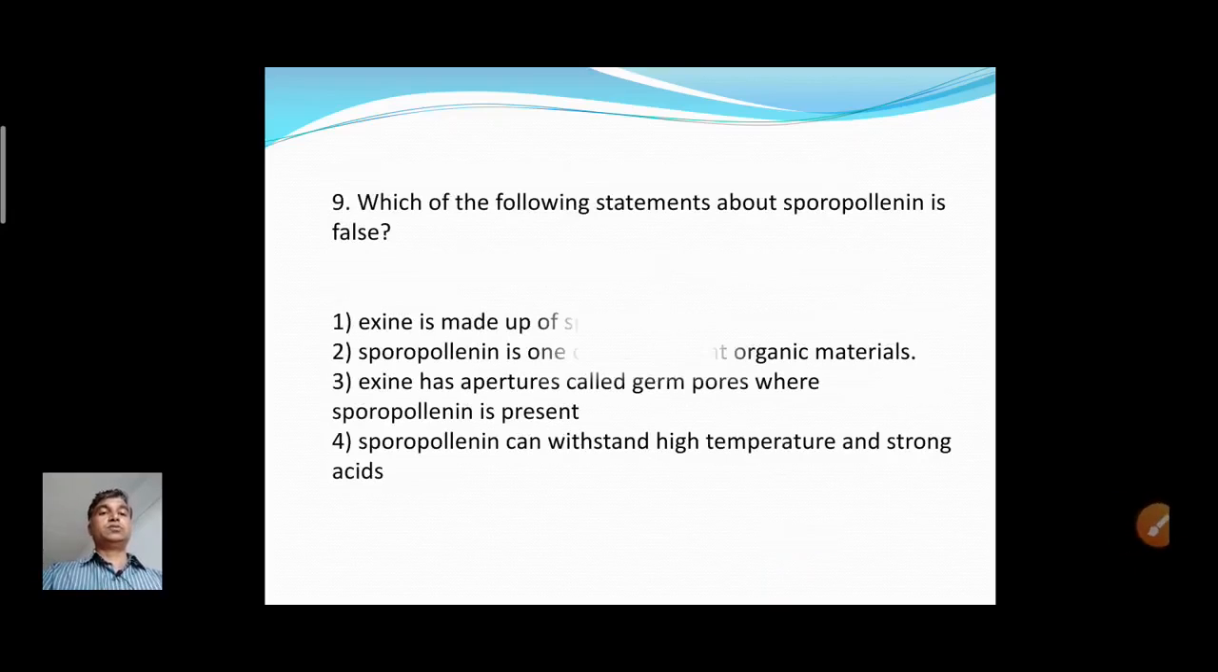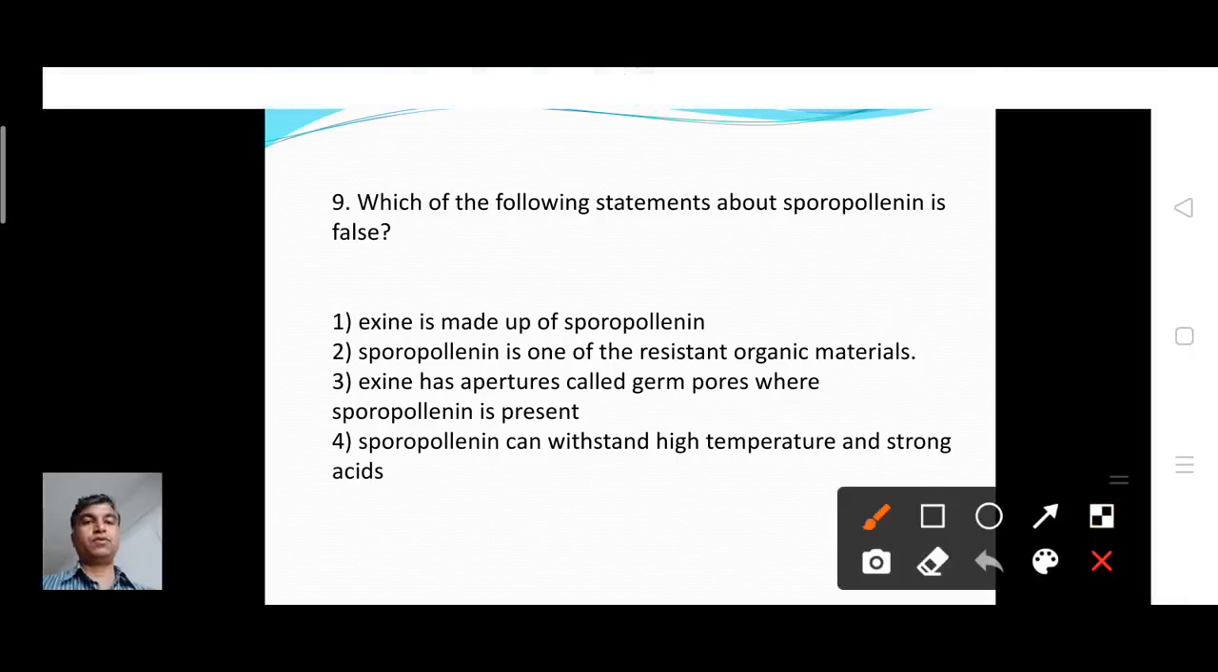Now next question: which of the following statements about sporopollenin is false? Yes, sporopollenin is the toughest material present on the pollen wall, specifically in the exine. So now find out which one is a wrong statement. The exine is made up of sporopollenin. So what we have to find out is which is a wrong statement. Yes, the exine is made up of sporopollenin. Correct.